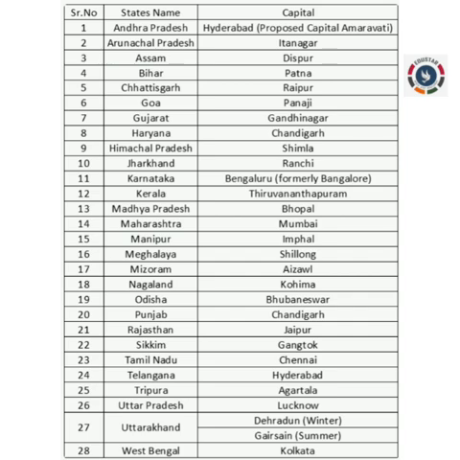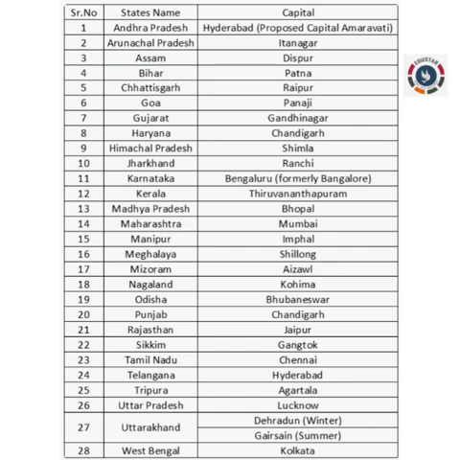Nagaland, Kohima. Odisha, Bhubaneswar. Punjab, Chandigarh. Rajasthan, Jaipur. Sikkim, Gangtok. Tamil Nadu, Chennai. Telangana, Hyderabad. Tripura, Agartala.